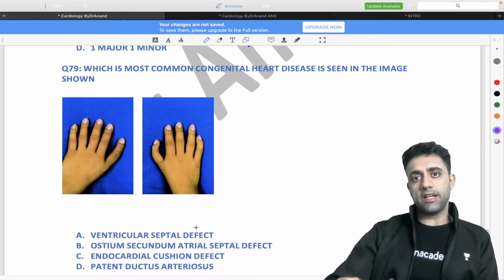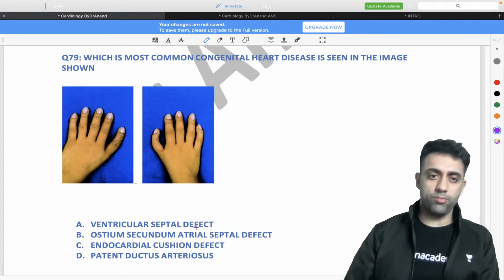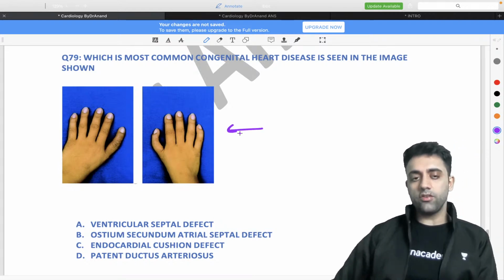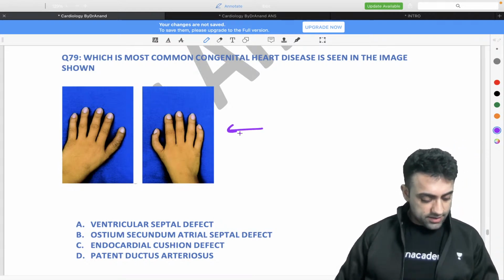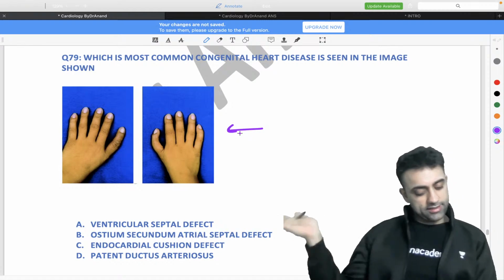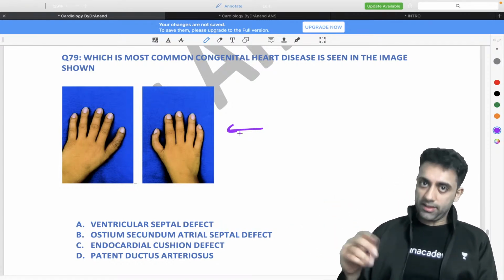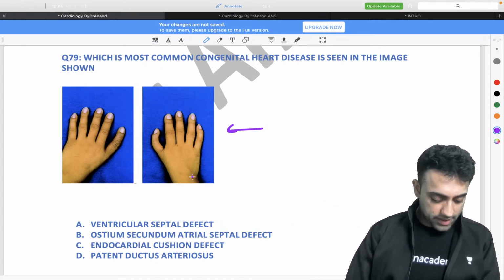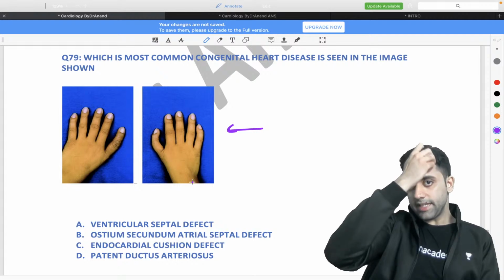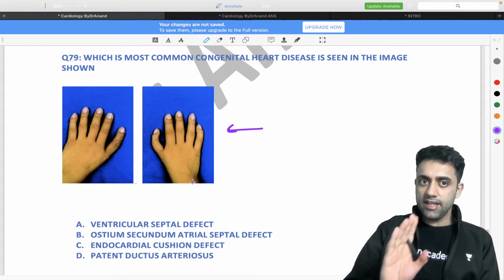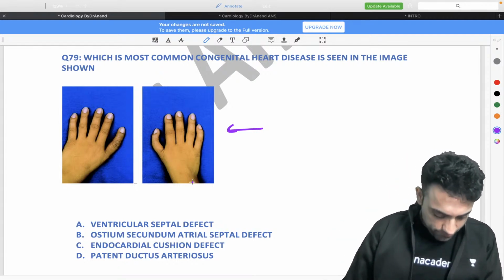Question 79. Which is the most common congenital heart disease in the image shown below? A very good picture. Pancake should answer. Pancake is out, only talk and no answers. Pancake, bro, besides talking, give an answer too. Okay, tell me, which is the most common congenital heart disease seen in the image shown below? Straight answer.